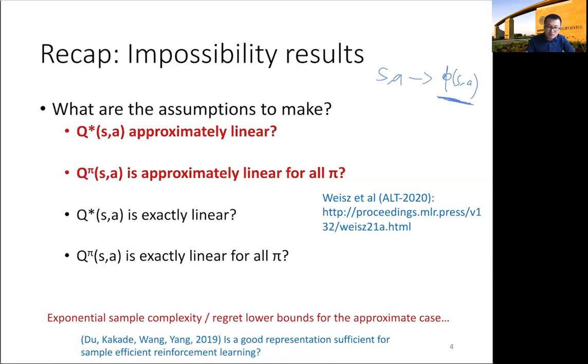Does it suffice to assume that we have access to some function class, let's say there exists some theta such that theta transpose phi of SA is equal to Q star of SA, right? If this is the case, then learning theta allows us to learn the optimal policy, because the optimal policy would be argmax of theta transpose phi SA. If we know theta, then we learn the optimal policy. But it was shown previously in the Du, Kakade, Wang, Yang lower bound that this alone isn't sufficient for us, even if it is linear.